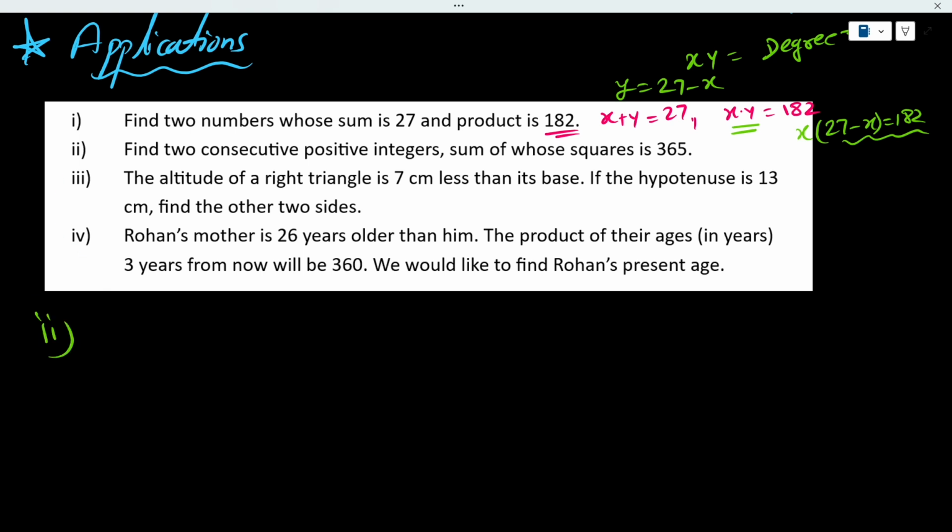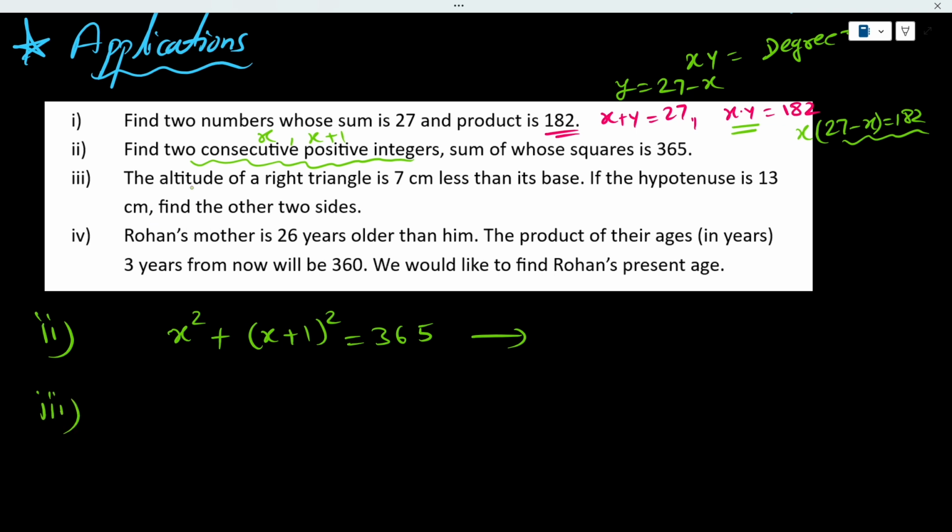Similarly, in question number 2, if you see two consecutive positive integers, always take them as x and x + 1, the sum of whose squares is 365. That means my equation is x² + (x + 1)² = 365. Convert it into ax² + bx + c = 0, and solve using factorization or the quadratic formula.